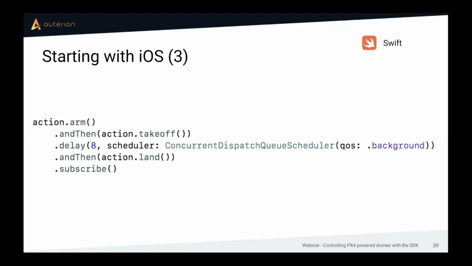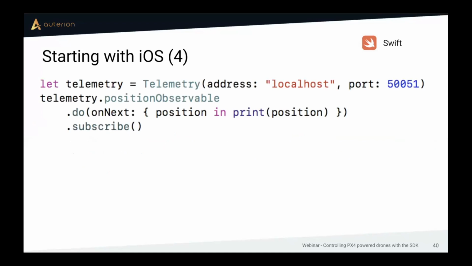And then in this example, I want to do a bit more than that. I want to land after that. So I just wait for 8 seconds. So that's this delay operator, delay 8, and then action land. Okay, so that's for doing the same thing as we were doing before in Python. We just arm, take off, and land.